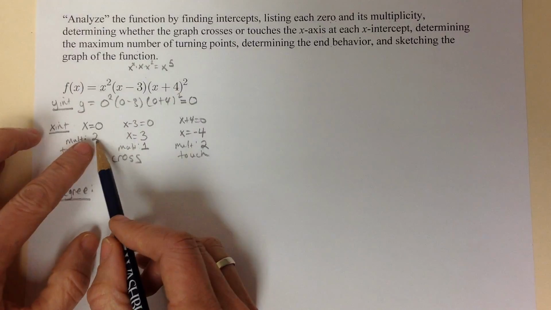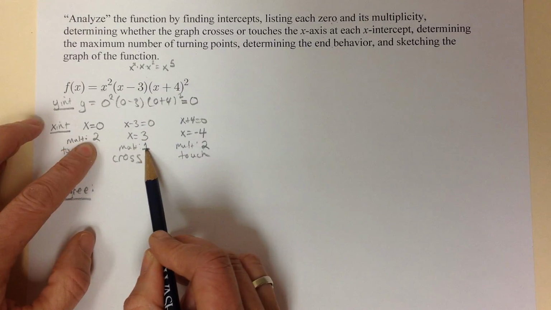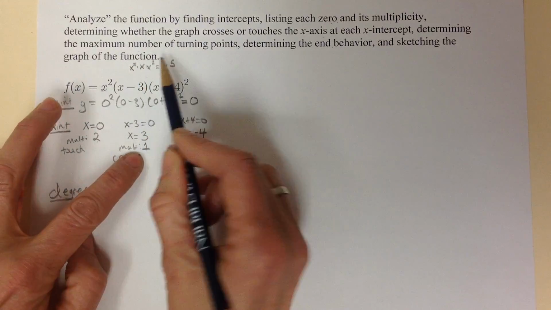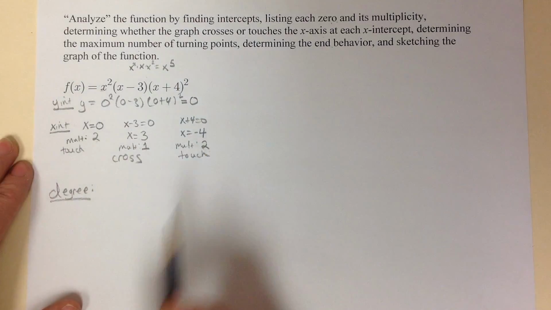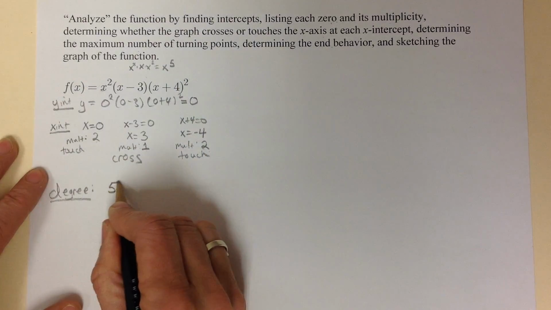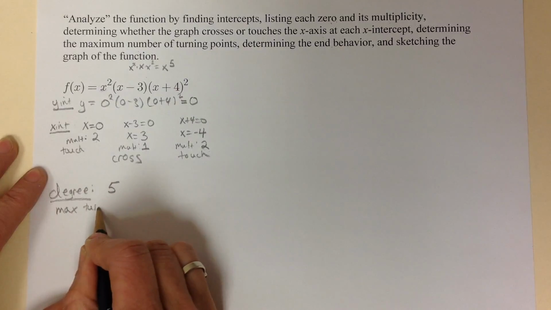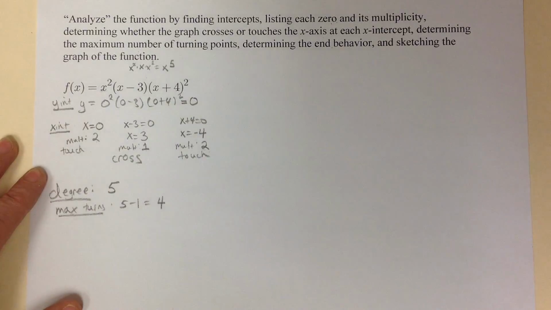Or you can also look at adding together your multiplicities. 2 plus 1 is 3, plus another 2 is 5. And notice the multiplicities are coming exactly from the same idea of thinking about the highest power. So if the degree of the polynomial is 5, my max number of turns is always 1 less than the degree, which is 4.